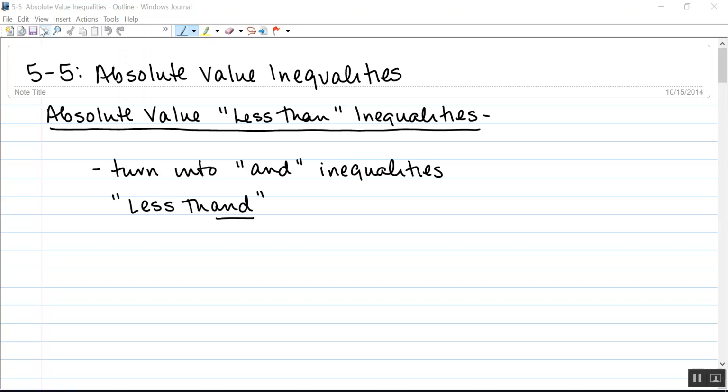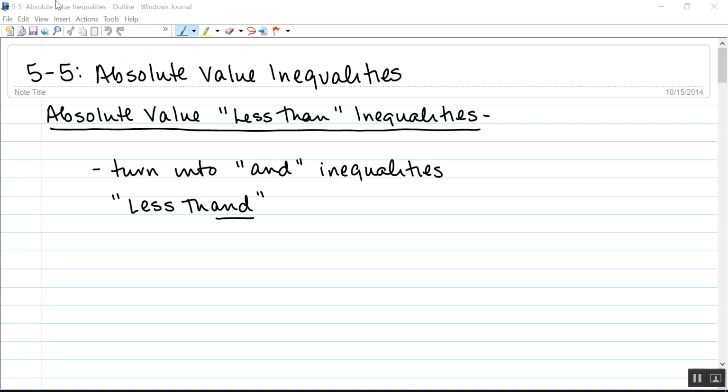Section 5.5 is on absolute value inequalities. In this section, we're going to extend the idea of inequalities to involve those that have absolute value in them. Absolute value inequalities turn into compound inequalities. They turn into either an and or an or.